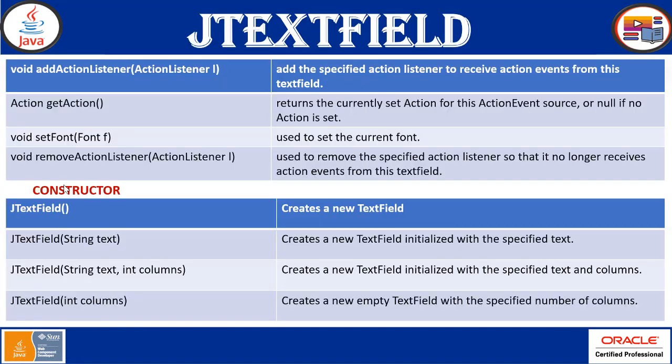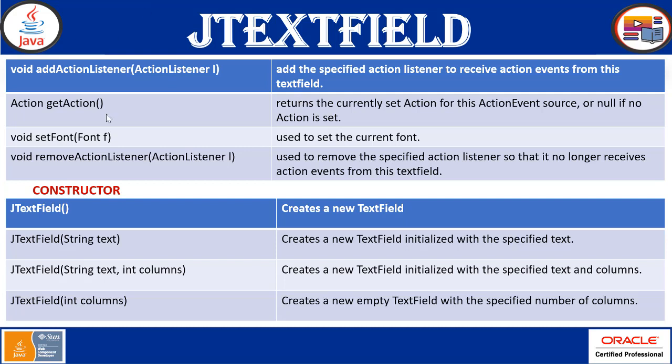Now let's take a look at the constructors and the action listener if you want to add it to your text field. For example, we have the addActionListener method that adds the specified action listener to receive action events from this text field. Suppose you add some message in this and pass it to another message in a chat application.